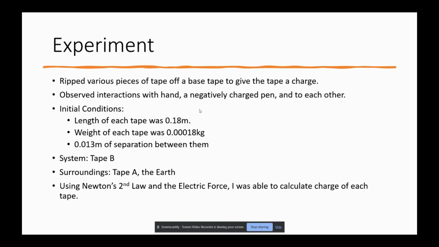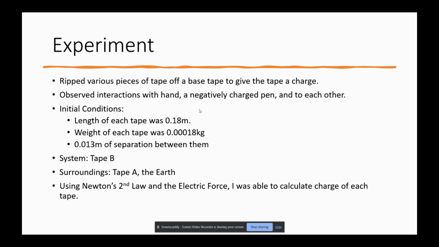In the experiment, I ripped various pieces of tape off of a base tape in order to charge the tape pieces. I then observed how the charged tape interacted with my hand, a negatively charged pen, and each other. The charged tape was attracted to my hand and the negatively charged pen, but was repelled by another charged tape. This means that the charge of the tapes was positive.